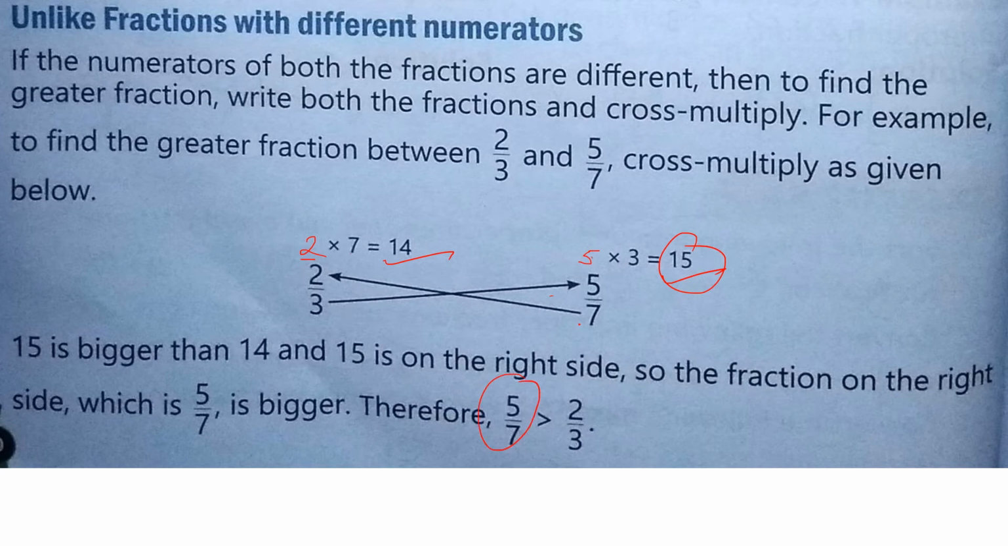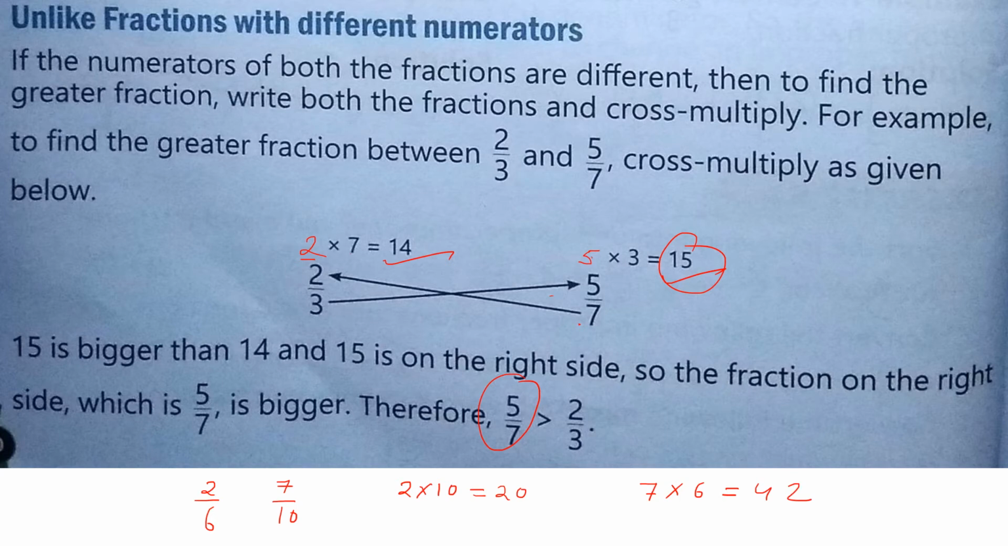Now I'll show you again. Suppose here 2 by 6 and 7 by 10. Now here we will do the cross multiplication. So here 2 multiplied by 10 is equal to 20. Then here 7 multiplied by 6 is equal to 42.